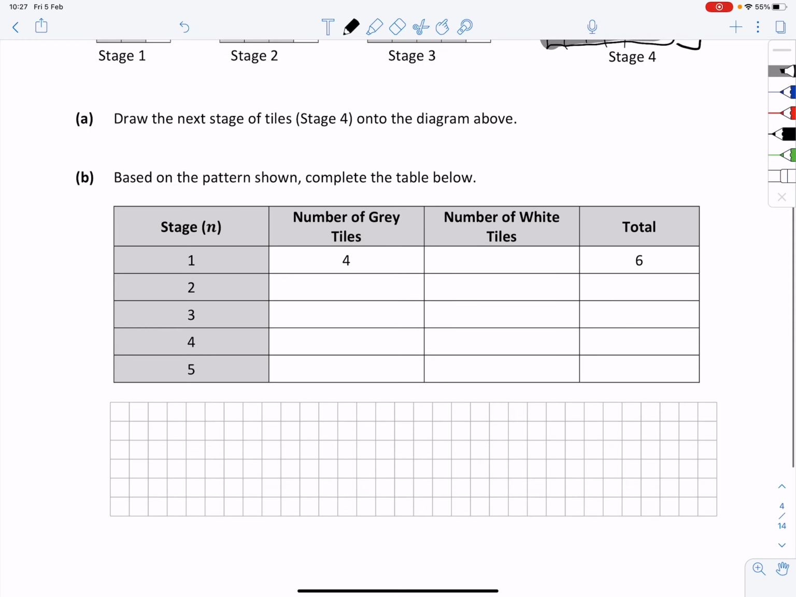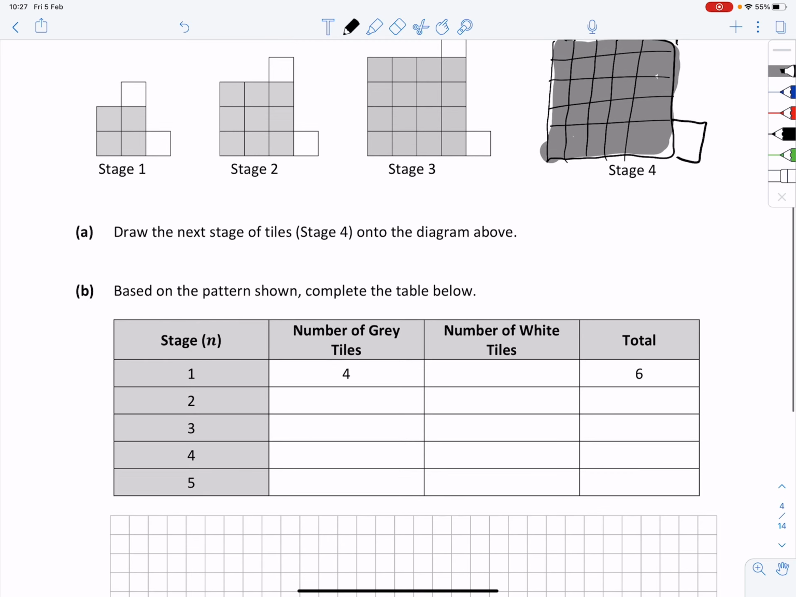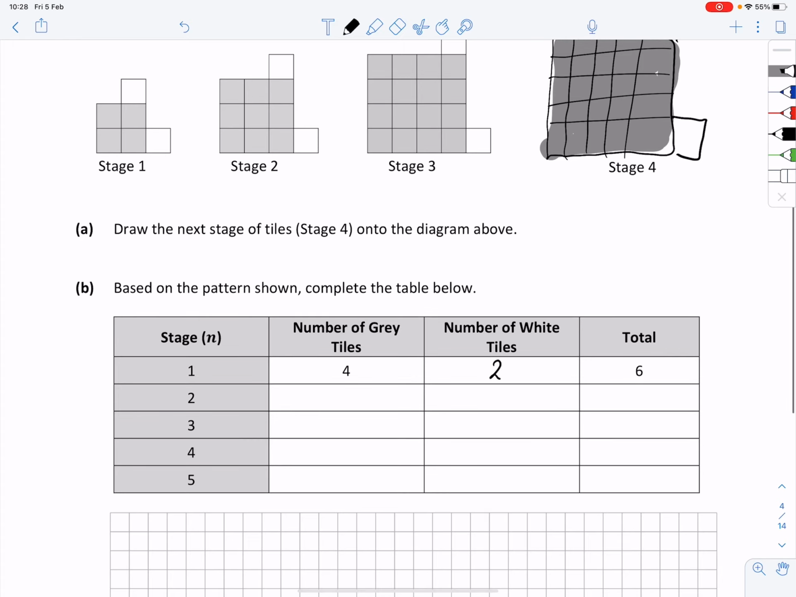In the next part of the question we have to complete the table below. The number of grey tiles per stage, the number of white tiles per stage, and the total. I'll start with the number of the white tiles because this is the easiest part of the question. It's always equal to 2.